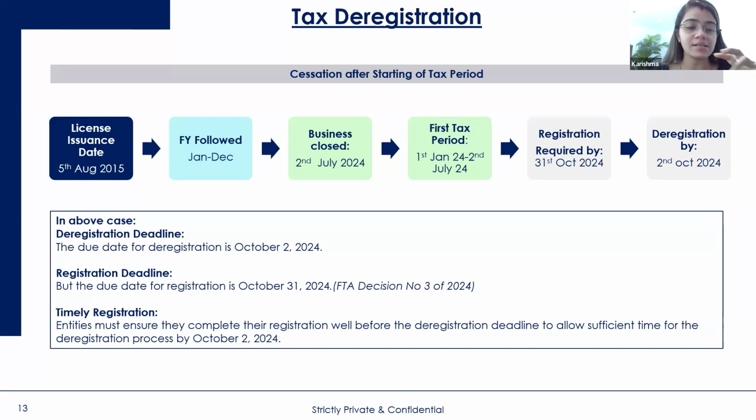This is where businesses have to be mindful and take a wise decision, keeping a window of 3 months. If you are already due to register in October and you have closed down your business, it's recommended that you take the registration now, and then within 3 months, get your company deregistered. That's the entire aspect of tax deregistration that has been very clearly mentioned in this public clarification, so that there is no confusion. When do we register? When do we deregister? Do we have to register even if we are not conducting any business? All the dust is cleared, and it has been very clearly specified. Kushal, can you go to the next slide?